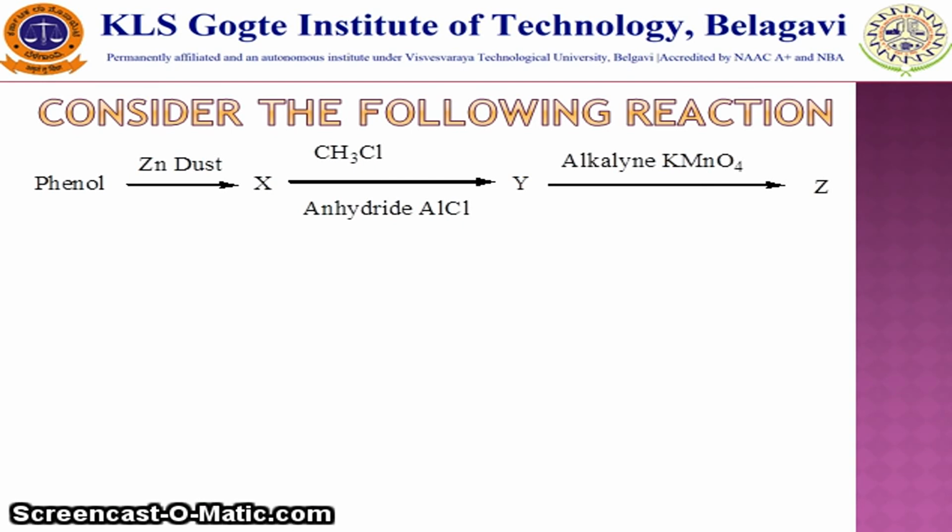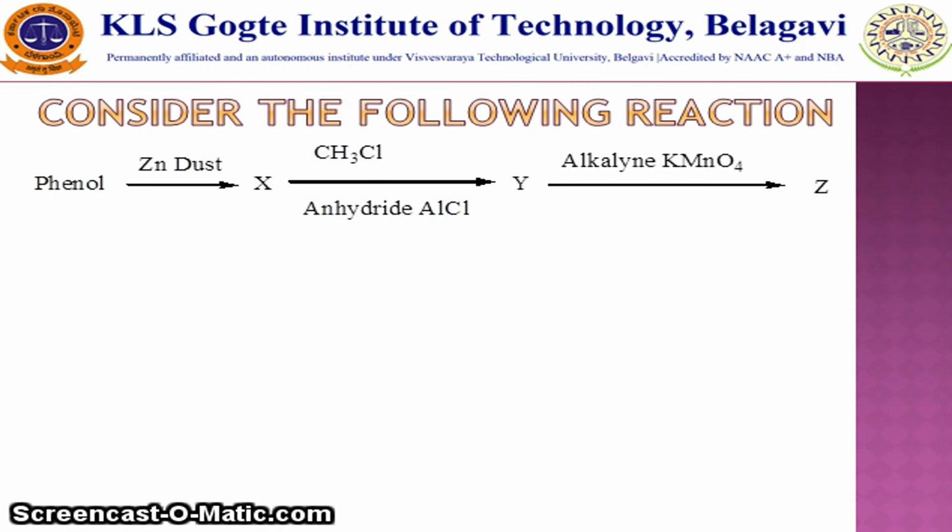Now benzene reacts with one more reagent, that is CH3Cl in presence of anhydrous AlCl3. Now this is a common reagent we use, a name reaction, in which alkylation takes place. This is the Friedel-Crafts alkylation reaction. It means that in this case you're going to alkylate benzene. When benzene is alkylated, you're going to get toluene.